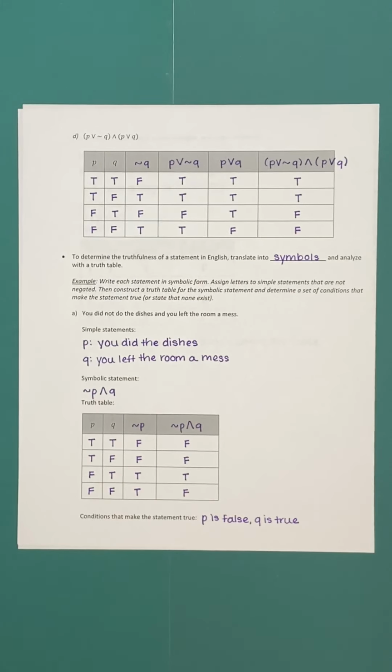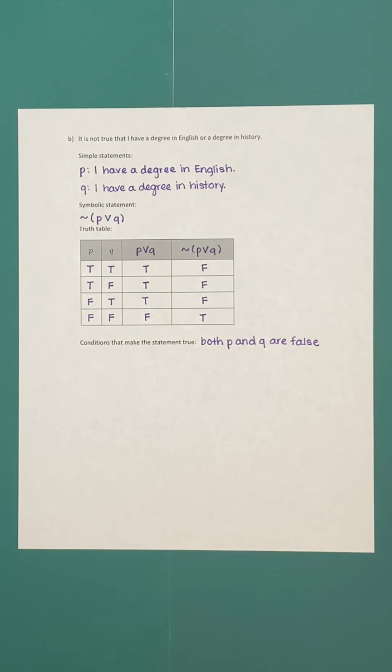Let's do one more. Okay, it is not true that I have a degree in English or a degree in history. Now, it is not true that. We talked about this wording in the last section. That is a very specific kind of wording used in a very specific way. So it is not true that, the fact that we have the not true, that means there's a negation involved. But when we use that particular wording, it means we're negating an entire compounded statement.